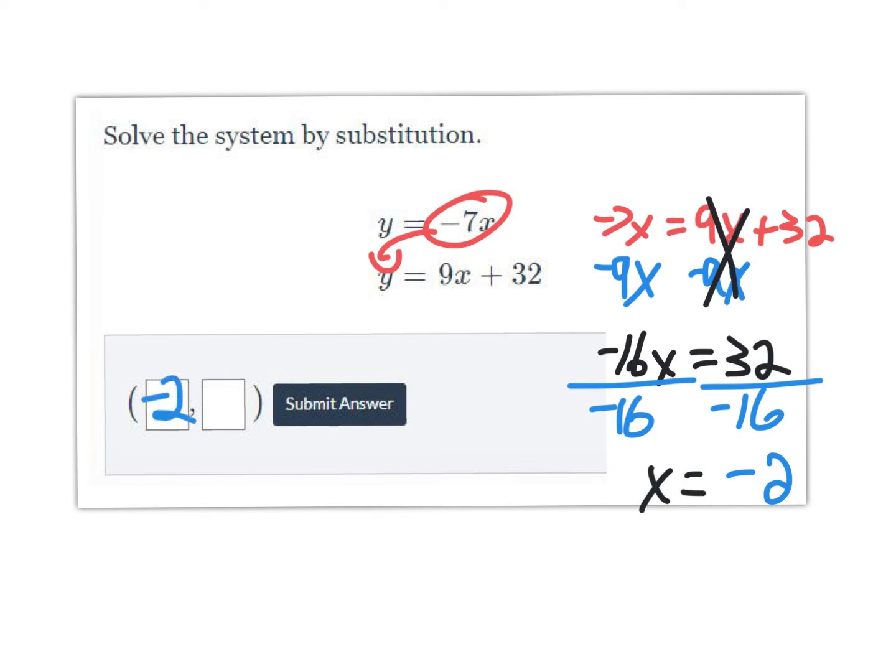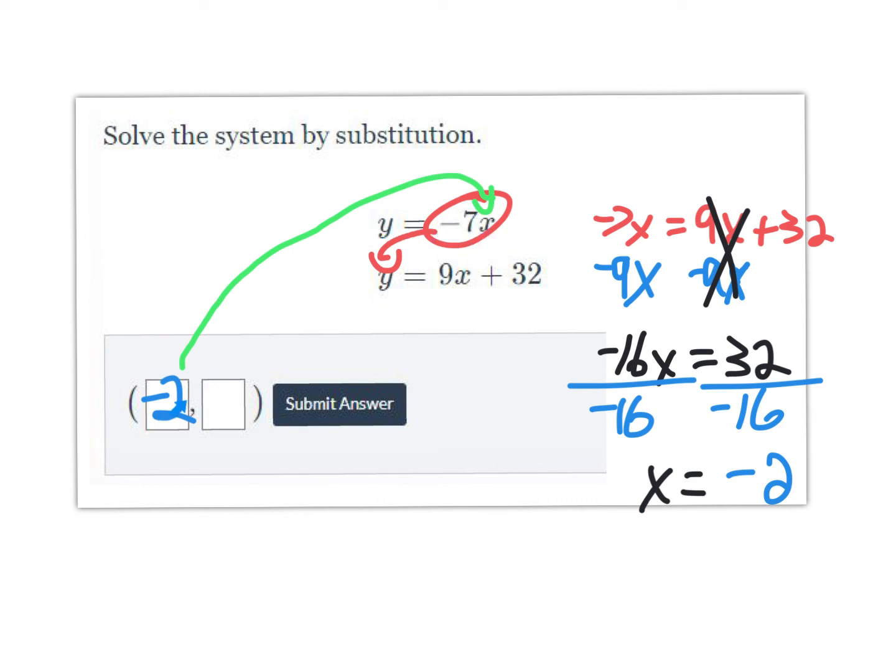Well, now what we're going to do is take that x value and plug it into either one of these equations. I think it would be easier to plug it into this one because it just says that y is equal to negative 7 times x.